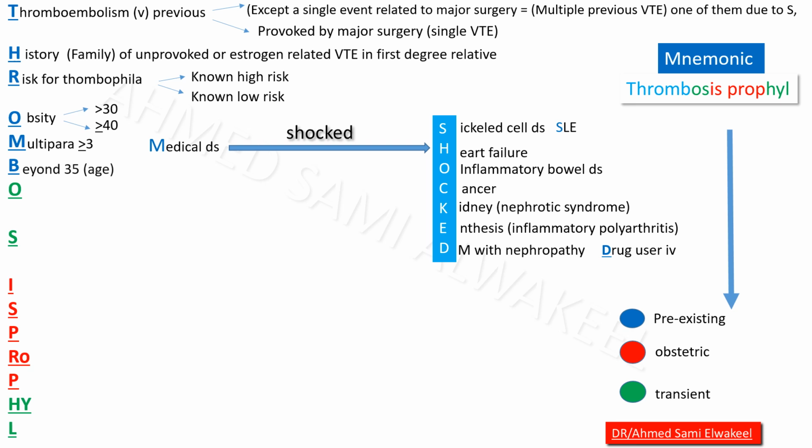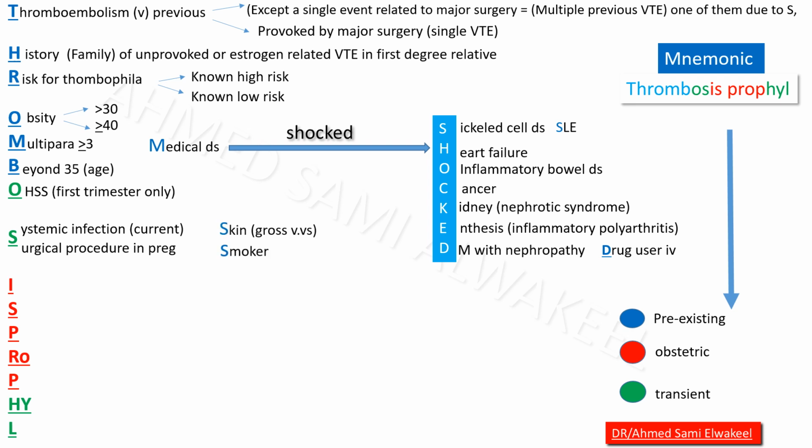B. Beyond 35 age. And O. Ovarian hyperstimulation syndrome, first trimester only. S for systemic infection, current systemic infection, and surgical procedure in pregnancy, like appendectomy. S. Skin, when we see gross varicose veins, and S for smoker. I. IVF and ERT, antenatal only. S. Stillbirth, C-section, elective C-section, and C-section in labor.